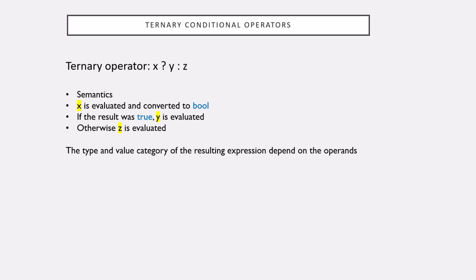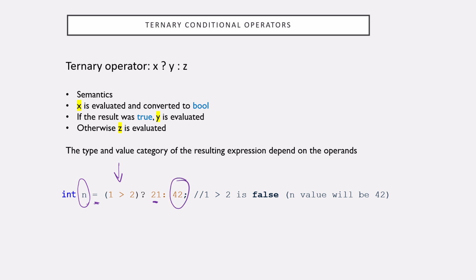So the ternary operator can be used. Here's an example. This says if 1 is greater than 2, then n is going to... n is right here. This is an assignment statement, so you're going to assign a value to n. If 1 is greater than 2, then you're going to assign the value 21 to n. And if 1 is not greater than 2, which happens to be the truth, then we're going to assign 42 to n.